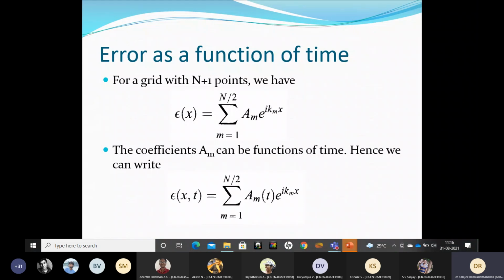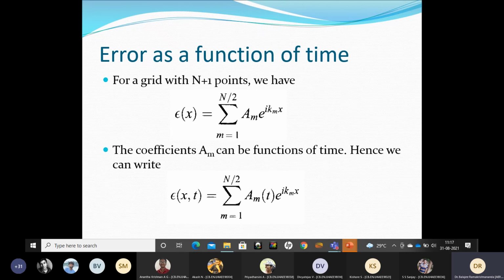So we continue. The error epsilon as a function of x can be approximated by this, with m equal to 1 to n by 2. N by 2 is the maximum value m can take in the grid, correct? So you can't have a frequency which is more than that. Although theoretically the frequency can go up to infinity, this is the best we can do to approximate the error in that grid. So AM, this amplitude, can vary for every m, and e power i kmx.